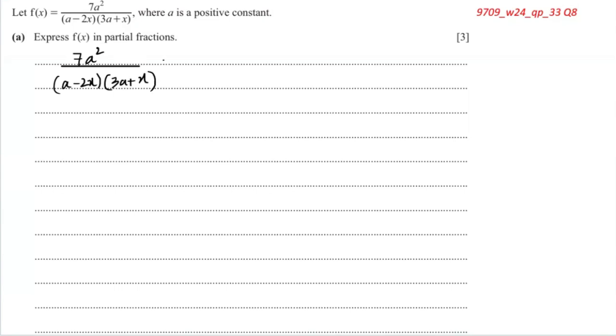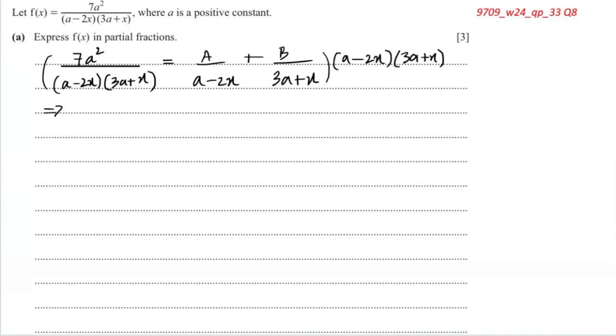So I can write it. You can suppose any alphabets, A, B, P, Q, S, T, but usually we go with the A's and B's. Capital A over a minus 2x plus capital B over 3a plus x. Okay. Now I simplify this identity equation by multiplying both sides with (a minus 2x) times (3a plus x). And this implies that my identity equation will look like 7a squared equals capital A times (3a plus x) plus capital B times (a minus 2x).